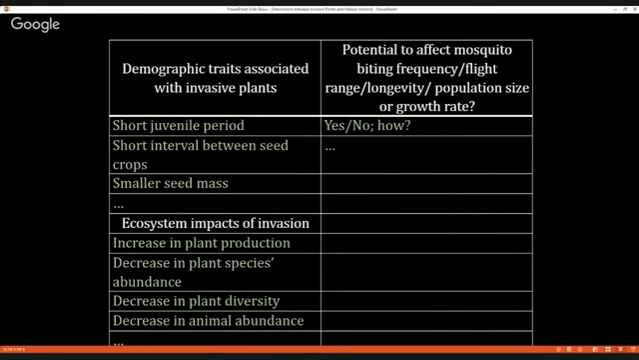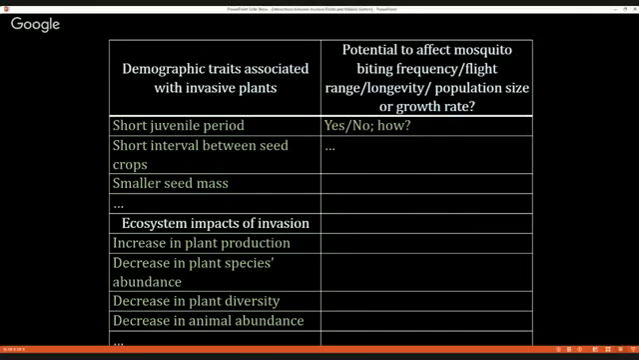What we're really interested in getting at, though, is seeing if there's any kind of generality. So if you think about what demographic or life history traits makes plants invasive, is there anything? There was one paper Holly sent out that mentioned things like a short juvenile period or smaller seed mass. Maybe there are more relevant traits, or maybe there are others. And do those in any kind of predictable way interact with those traits that might affect mosquitoes, such as nectar production or the impact on aphids or anything?